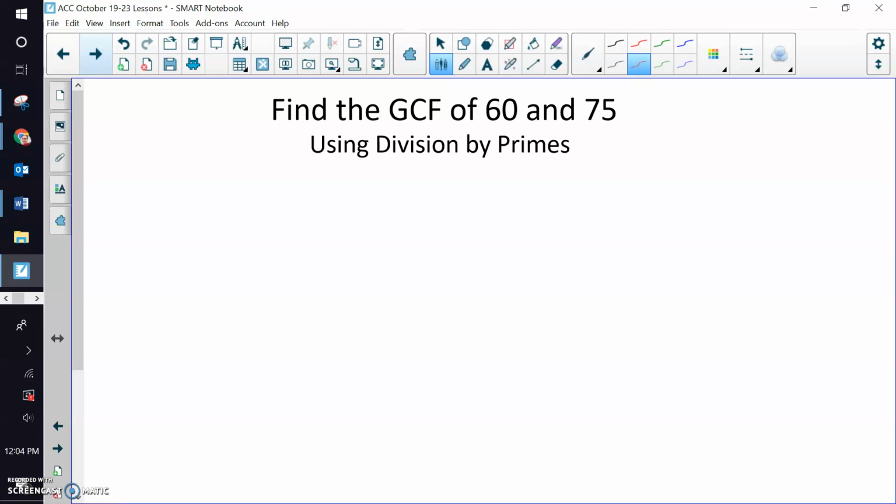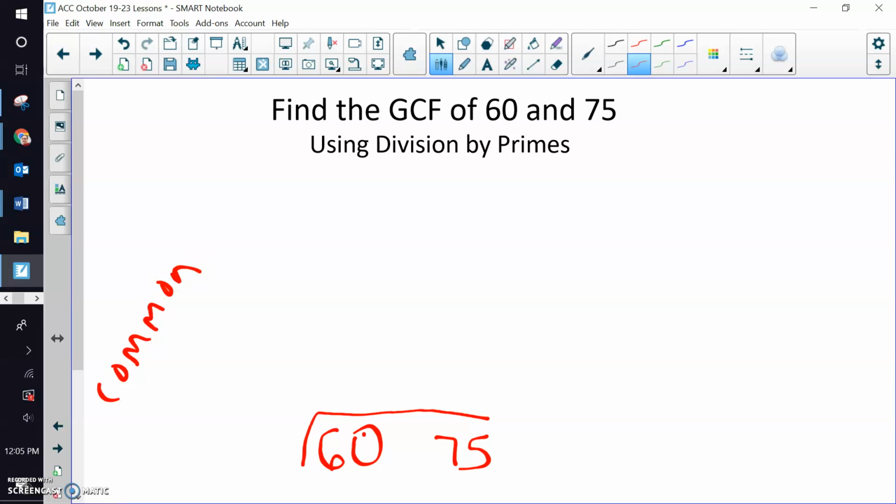Now let's use this same method to find the greatest common factor of, let's say, 60 and 75. So what we can do is use that division method here, just one large division bar over both numbers, because our common factors are going to be those factors that we can divide by, the divisors that are common to 60 and 75. So in our minds, we're going to think about our prime factors.